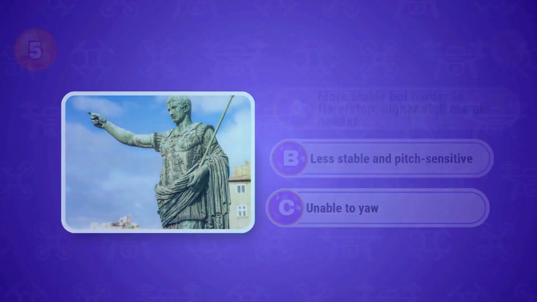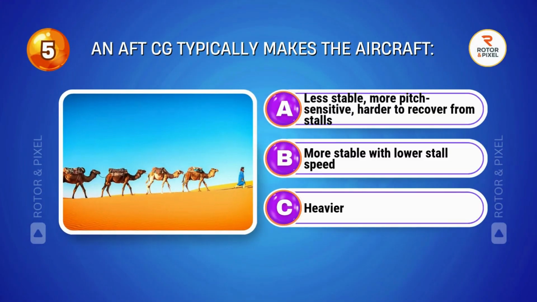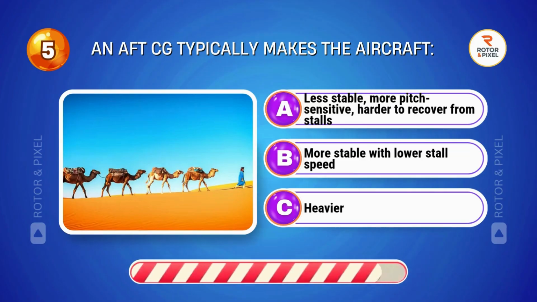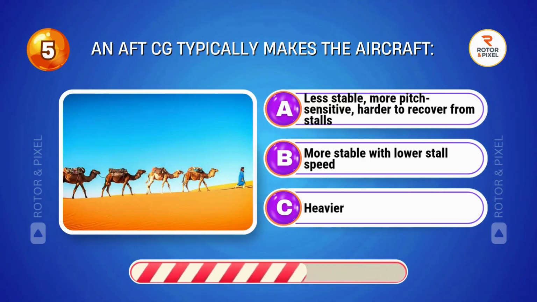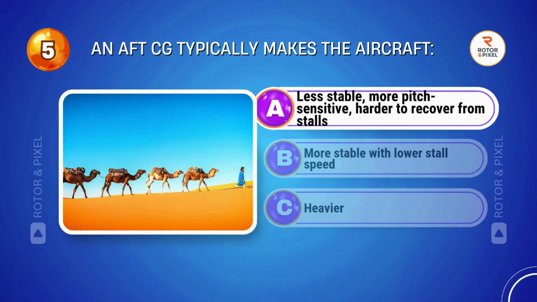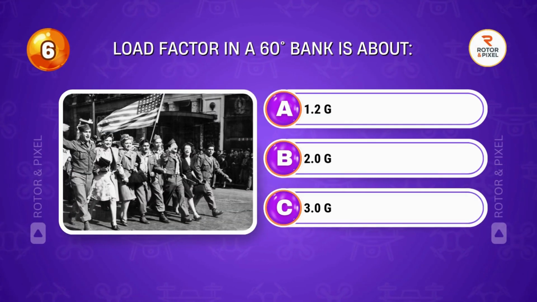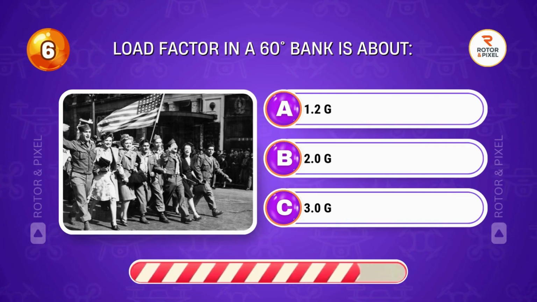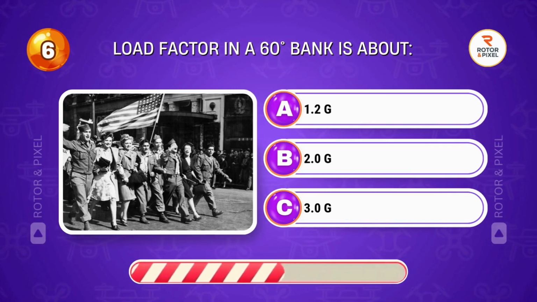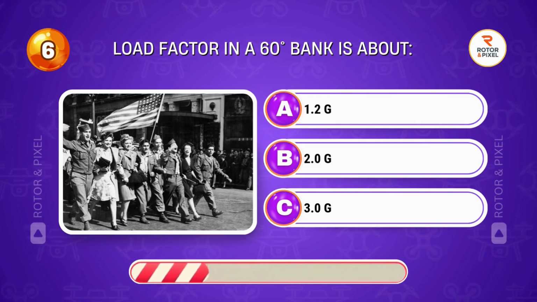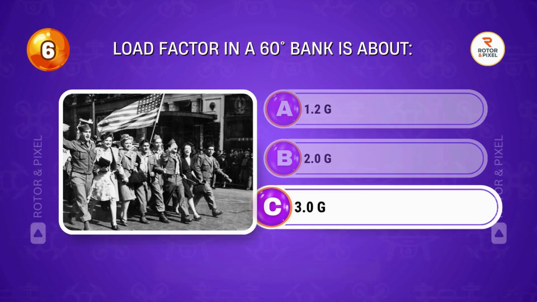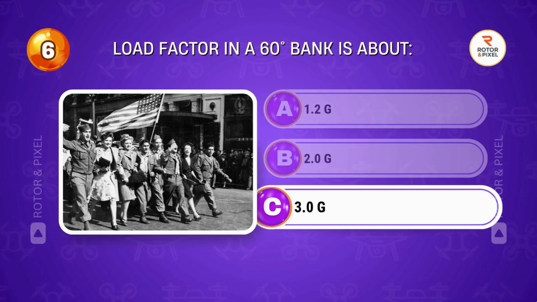Higher stall margin needed. An aft CG typically makes the aircraft Answer A, less stable, more pitch sensitive, harder to recover from stalls. Load factor in a 60-degree bank is about Answer C, 3.0 G.